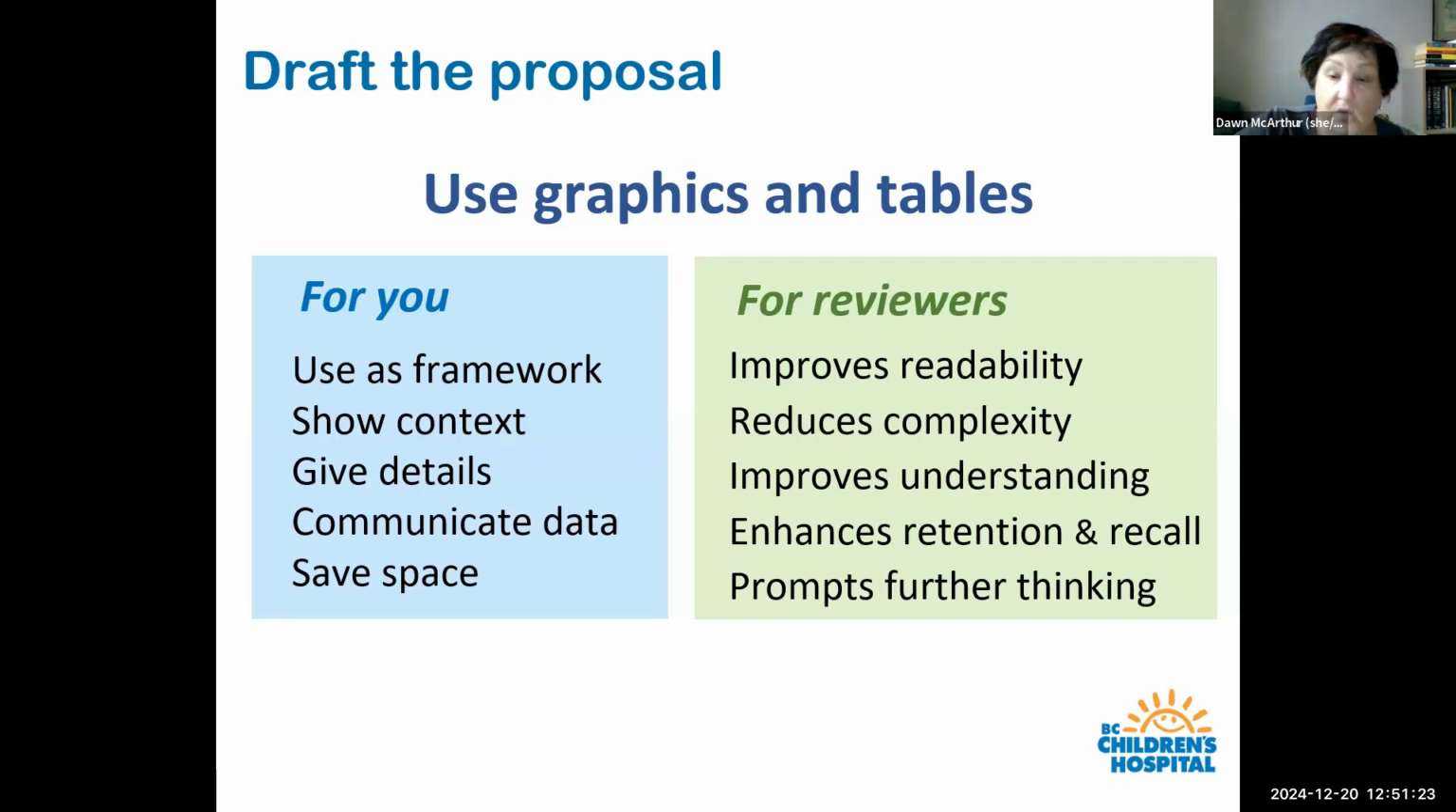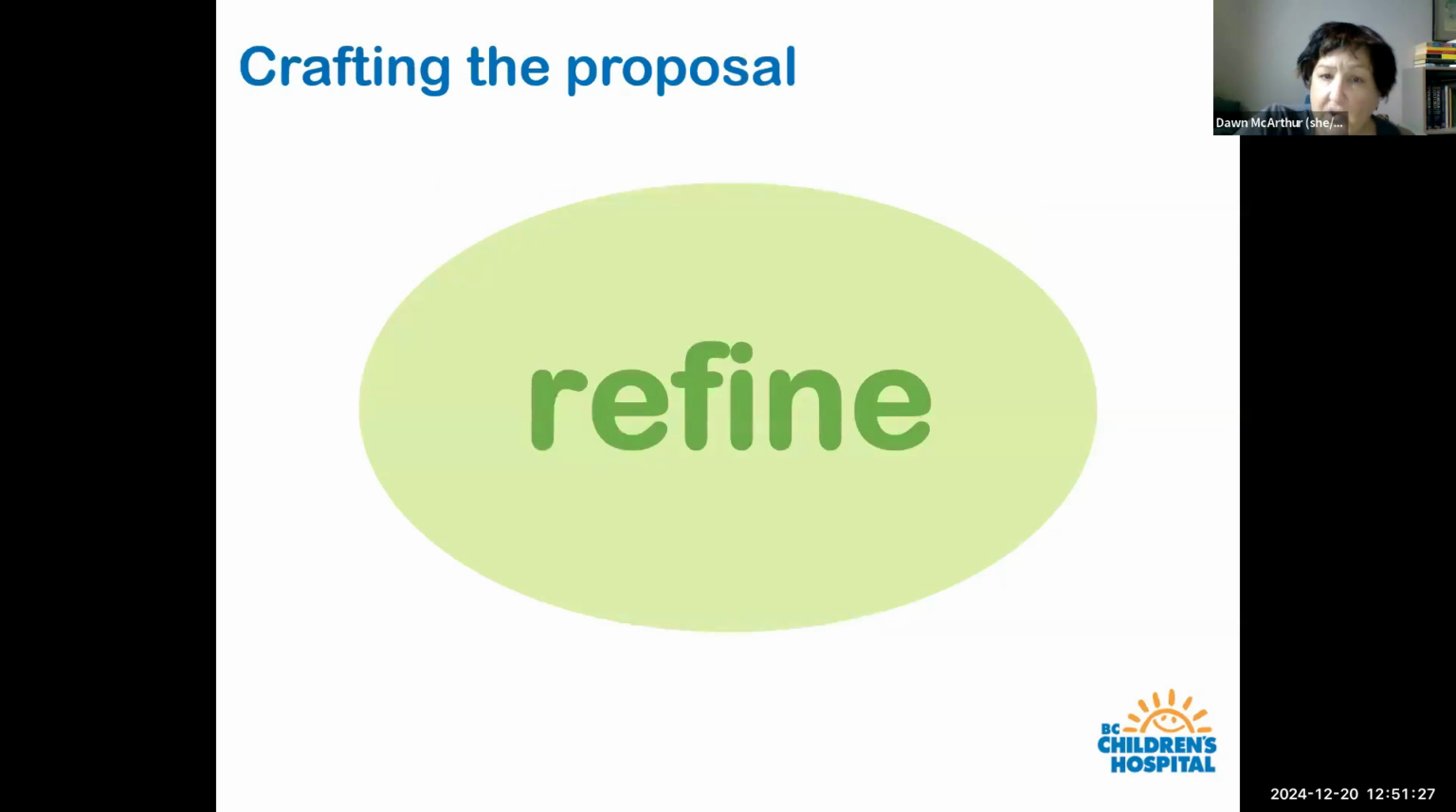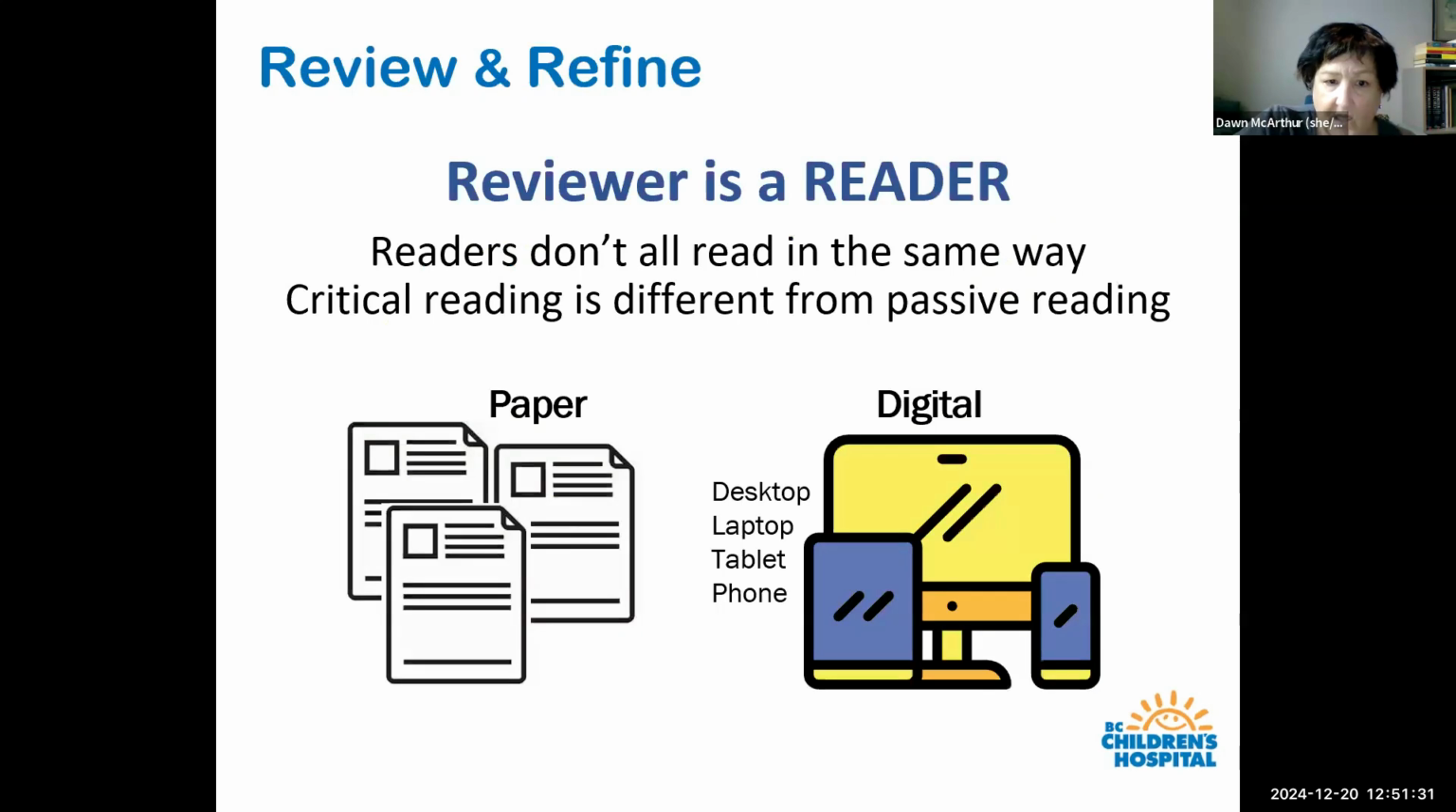It just is useful to help guide reviewers. Once you have a first draft or a second draft or an early draft, you want to refine it. How do you do that? Well, you think about the reviewer as a reader, and you start looking at it not as the researcher, but as the reader. And people don't all read the same way.